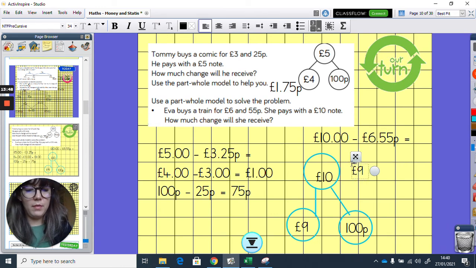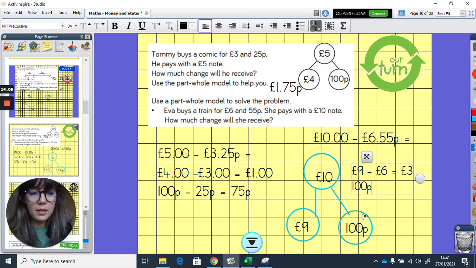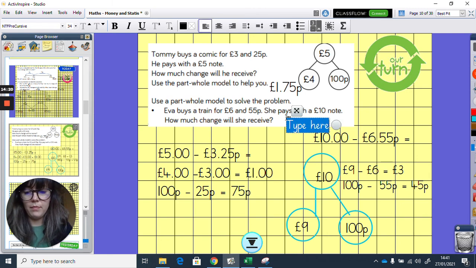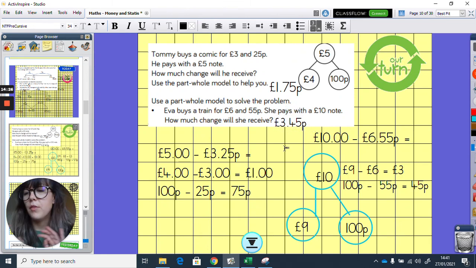Let's take away the pounds first. £9 take away £6 equals £3. Remember, you don't have to do the point 0, 0 there if there's no pennies. And then we need to take away the p, so 100p take away 55p, and you could use a number line to do this, or however you'd like, but the answer would be 45p. So therefore the answer to the question is £3 and 45 pence. Well done if you got that right. And remember, if you got it right using a number line, that's also absolutely fine.